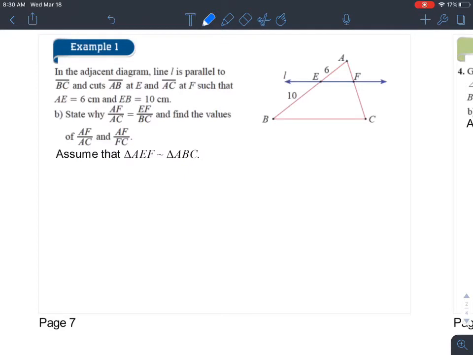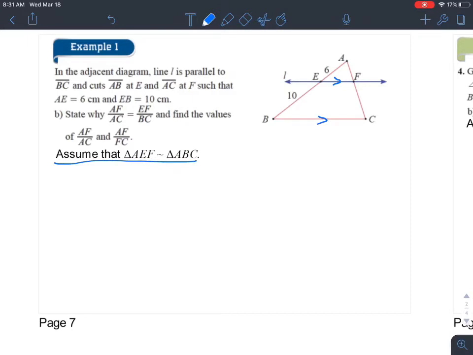Now we're going to get into the stuff from section 3. This is now specifically talking about similar triangles, where section 2 was talking about similar figures. So we're told that EF is going to be parallel to BC, so I'm going to go ahead and draw that in, that they're parallel. And then we're told that AE is 6 and EB is 10. So we need to know why AF over AC is going to be equal to EF over BC. And we're going to find the values then of AF over AC and AF over FC.